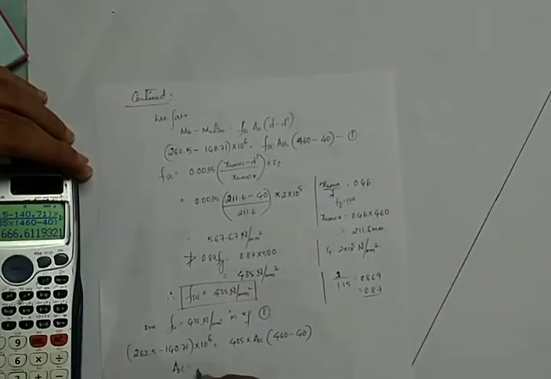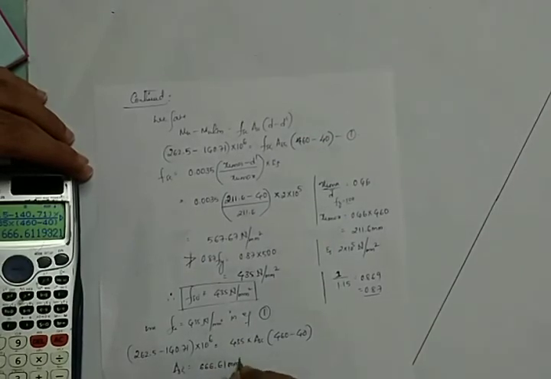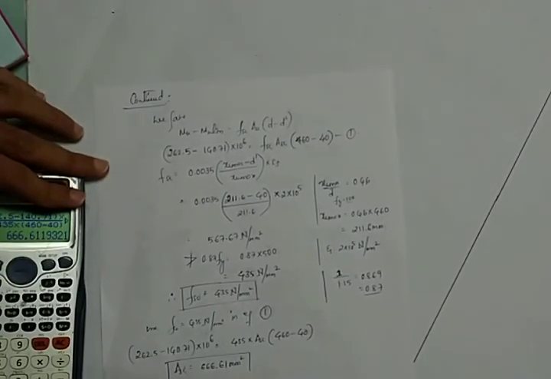If you type this, you will get 666.61 mm square. So this is the compression reinforcement.